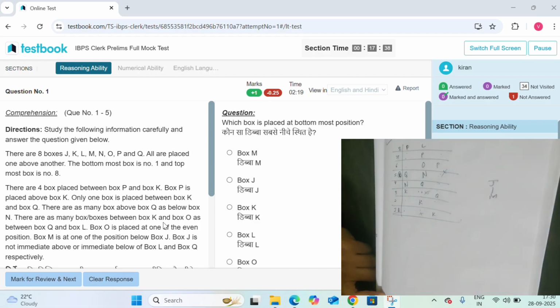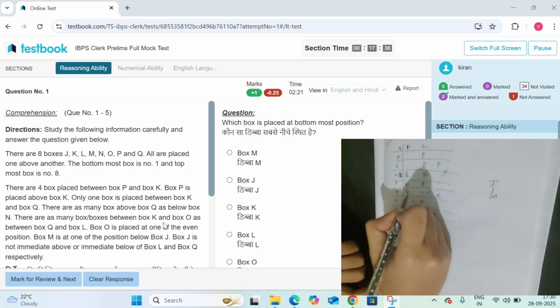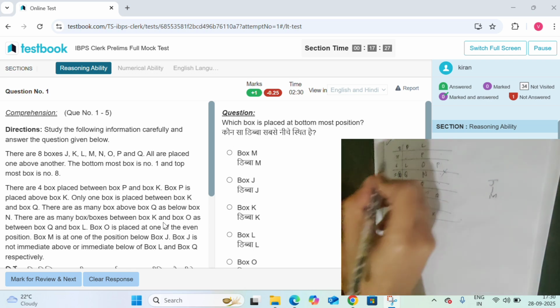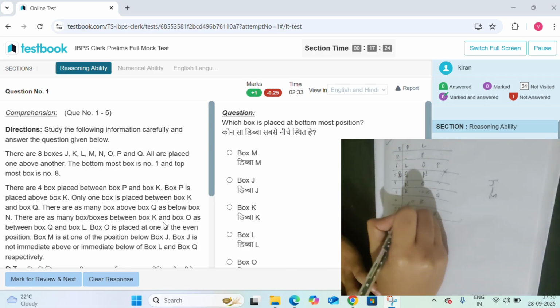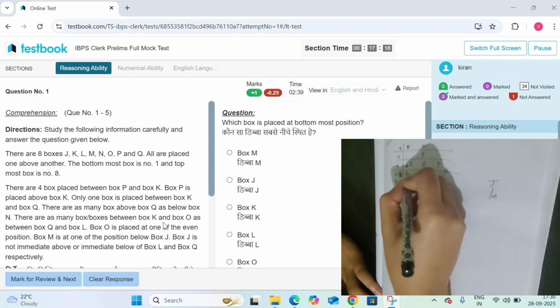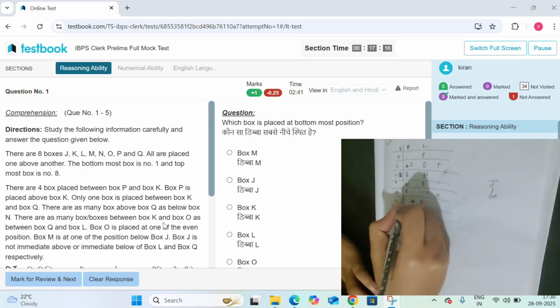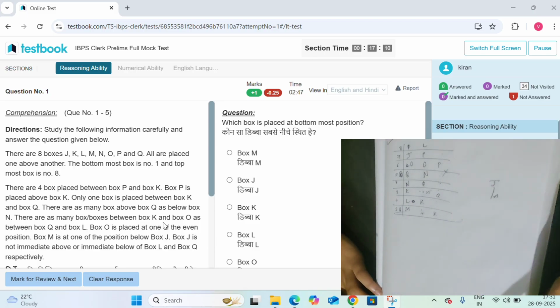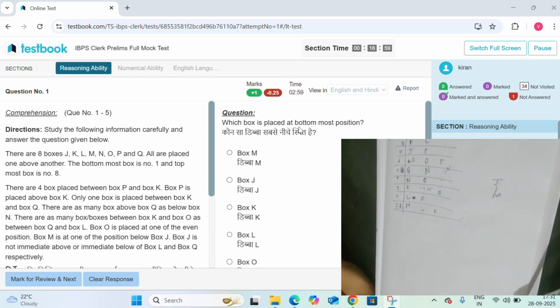O is at even position. If I take O here, they mention K and O as between Q and L. J and M. J cannot be placed here, so this case also gets cancelled. And O is even position. If I take O here, K and O 1, 2, Q and L 1, 2. And J and M. J should not be immediate neighbor to. So here J is not immediate above or below the box L and Q. This is fine. Which box is placed at the bottommost position?